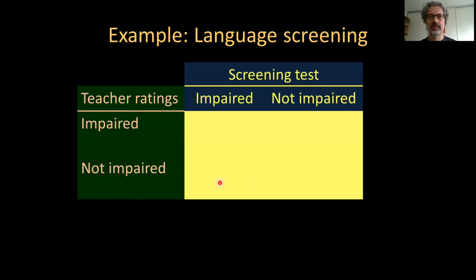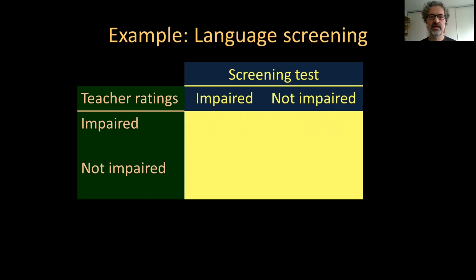So a child that is classified as language impaired, both by the clinical evaluation and by the teacher checklist, would come to this cell. A child that would be classified as not impaired by the clinical evaluation, but as impaired by the teacher checklist, would be in this cell.